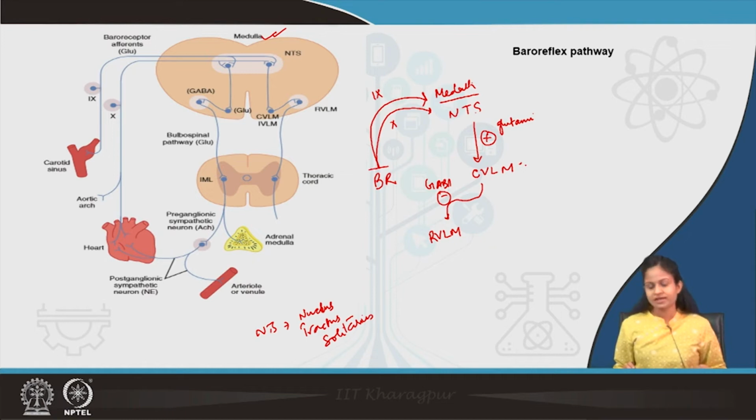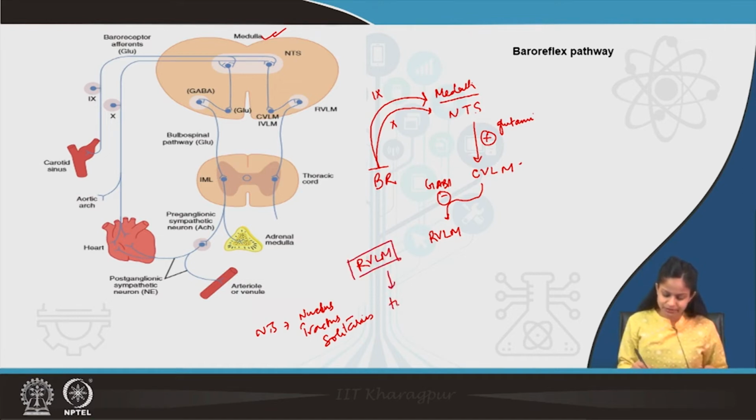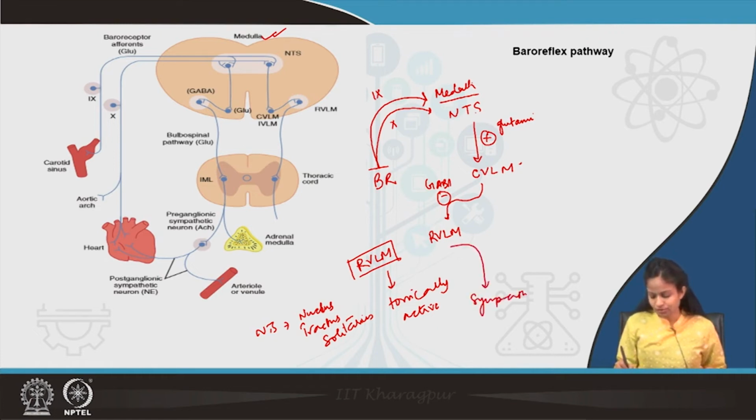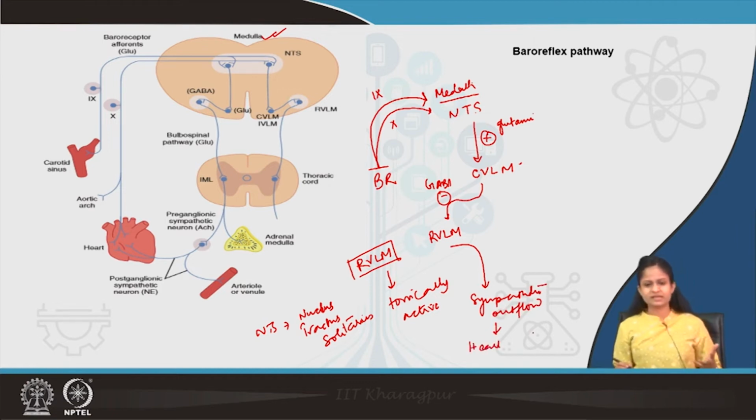The excitatory input from the caudoventrolateral medulla is suppressing the rostroventrolateral medulla. Otherwise, this rostroventrolateral medulla is usually tonically active, which means if there is no inhibition from the caudoventrolateral medulla, the rostroventrolateral medulla would be tonically active, and from here the sympathetic outflow usually goes to the heart. That means there will be an increase in the heart rate, an increase in the contractility, and vasoconstriction.